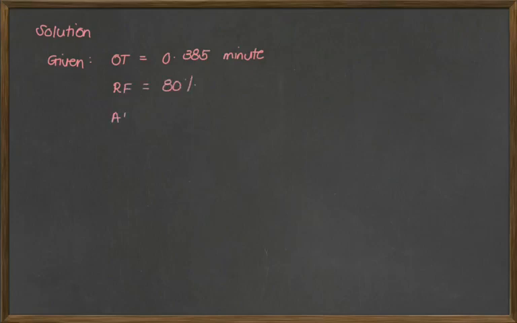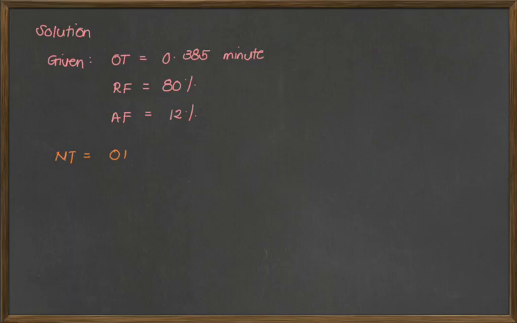Now, for our solution, so let us write the given information. So, we are given your observed time as 0.385 minutes, and then that the rating factor is given as 80%. And then, lastly, we have the allowance factor at 12%.